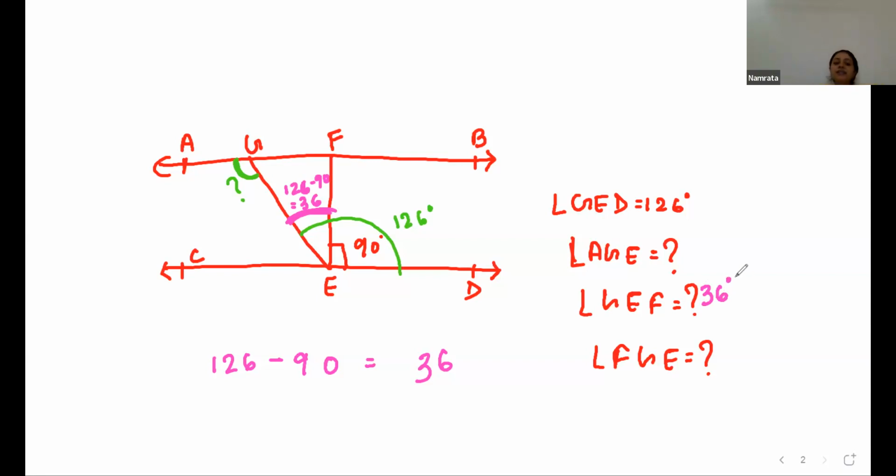Now what do we have to find? AGE, and we also have to find FGE. This angle we have to find. Now let's see what can be done. It is clearly written in the question that AB is parallel to CD. Let me draw it separately with a transversal with AB, CD. Suppose I take GE as a transversal. The complete angle I know, this one is 126.